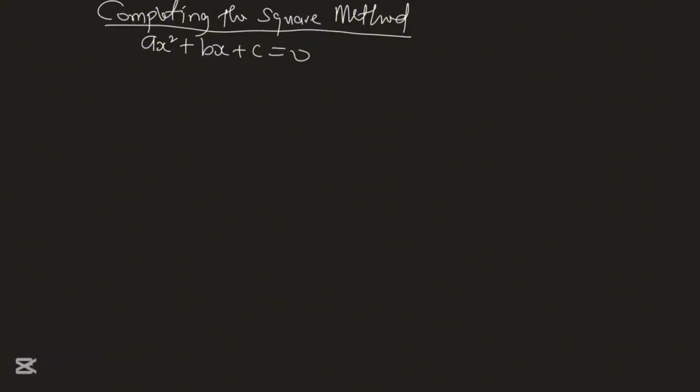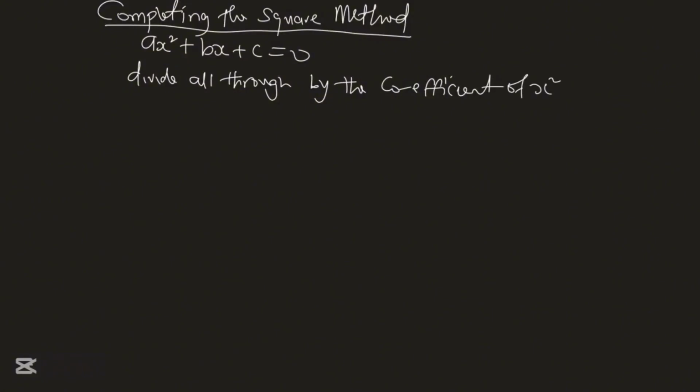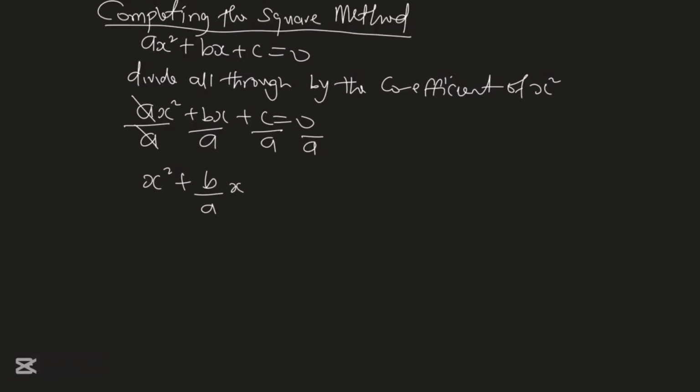First of all, divide all through by the coefficient of x squared, in this case, which is a. The coefficient of x squared is what is beside x squared, to a layman. So in this case we divide all through by a. So a cancels out a. So we have x squared plus b over a x plus c over a equals 0.